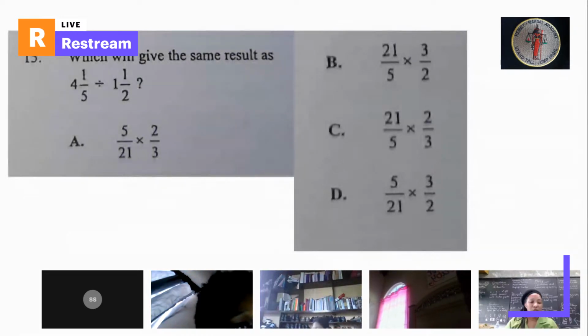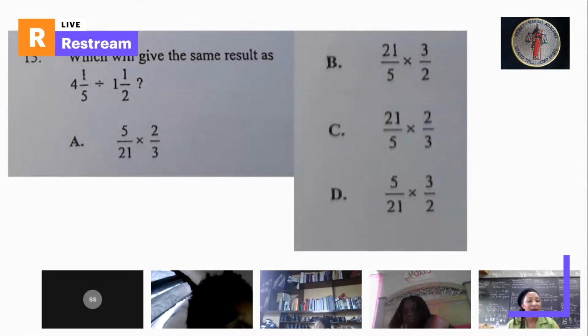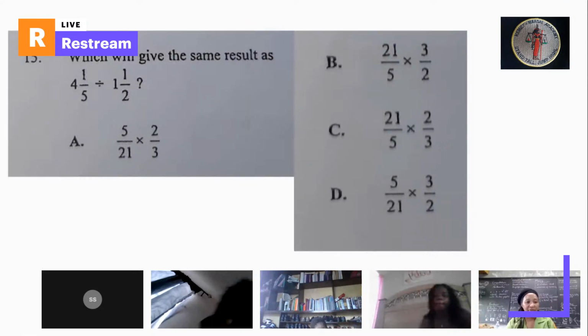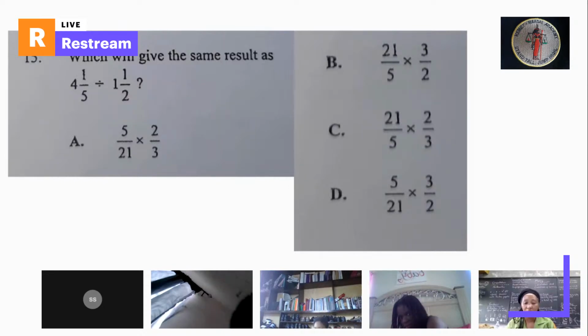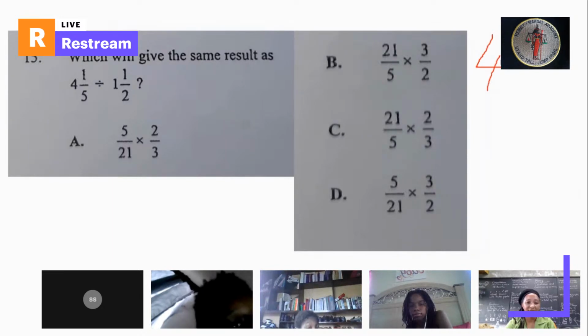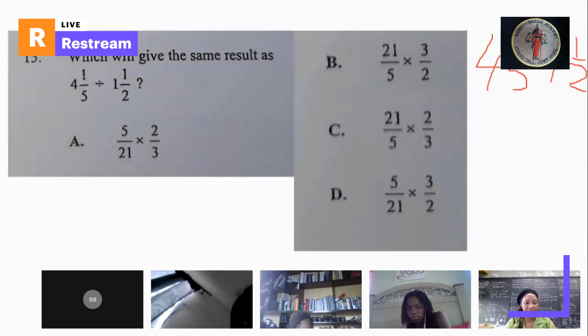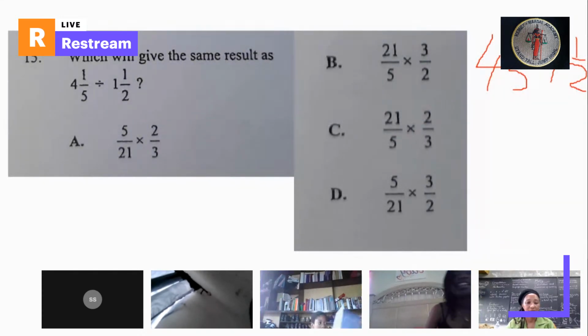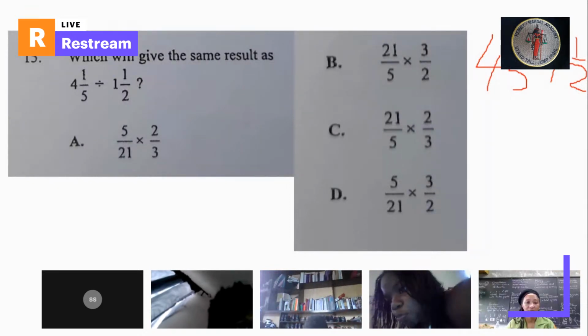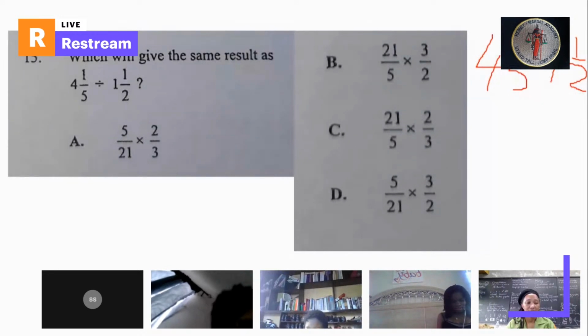Number 15, which will give the same result as 4 1/5. So you guys have to jot these down and work them out. 4 1/5 divided by 1 1/2. So work that out. Any answers yet? Remember the rules when you're dividing fractions, what you're supposed to do.